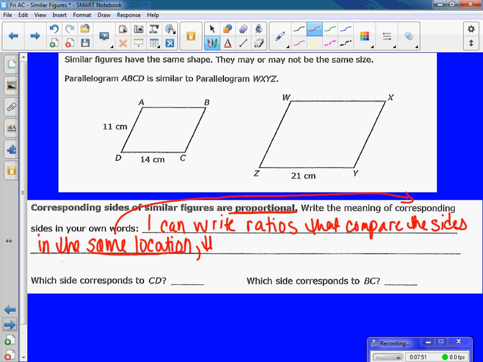The ratios will be equivalent. And I use the word equivalent. You could also use equal. It just means same measure.